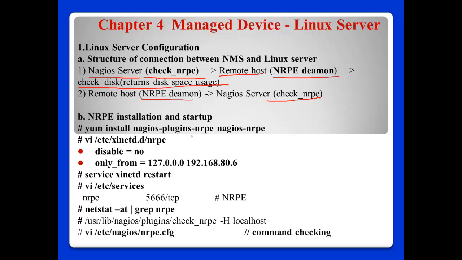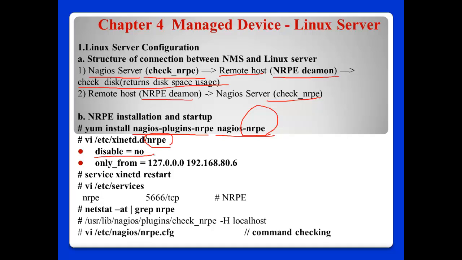So first, in the Linux server, we need to install these packages. First one, Nagios plugins, NRPE, and Nagios NRPE. So this daemon will check the information in the Linux server and return the result to the Nagios server. So after installation, we need to configure this file, /etc/xinetd.d, and open here. And after that, we only need to configure two lines.